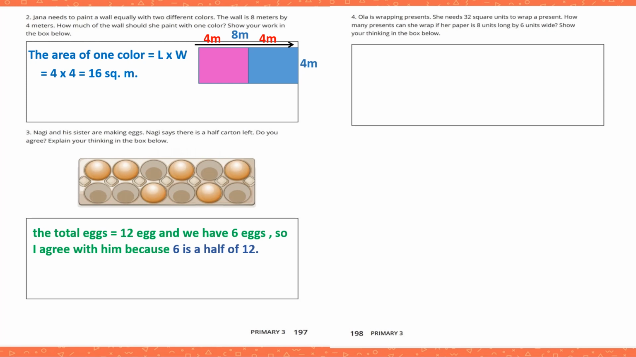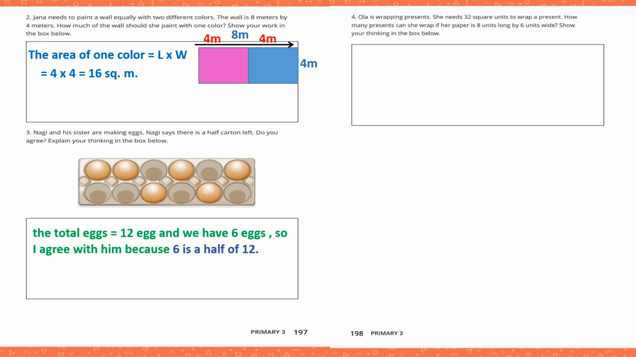Number 3. Nagy and his sister are making eggs. Nagy said there is a half carton left. Do you agree with him? Explain your thinking in the box below. The total of eggs here equals 12, and we have only 6 eggs here. So I agree with him because 6 is half of 12.